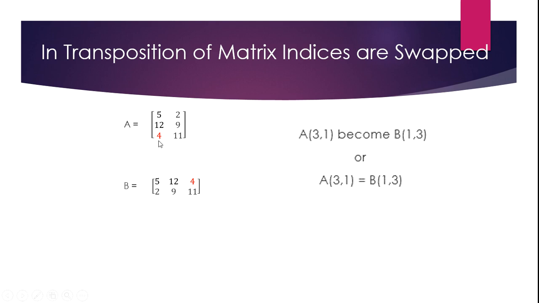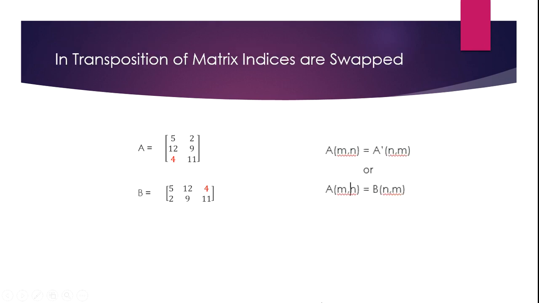The fourth element of matrix A is at the position of third row and first column. Now it becomes first row and third column. So the indices of matrix A are swapped in matrix B, and you can also compare other elements. So in formula you can say matrix A of size m by n is going to become A transpose of size n by m.